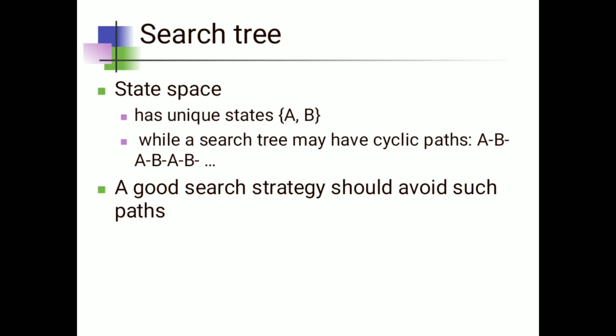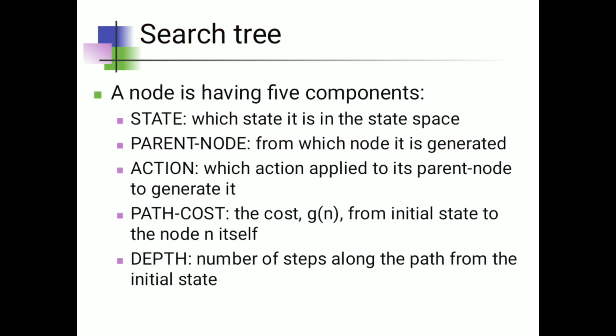If my goal is to move from one source to another destination, suppose presently I'm at location A and I want to reach location Z, and in between I took a path from A to B, then there is no point in moving from B to A again. This will not lead to the solution. So a good search strategy should avoid such paths. The cyclic path should be avoided.